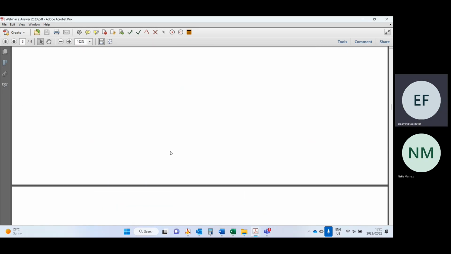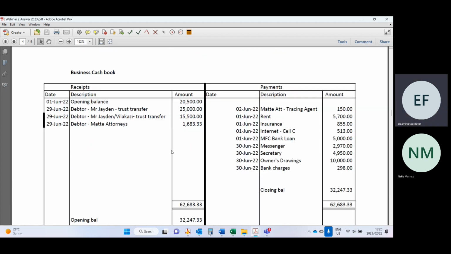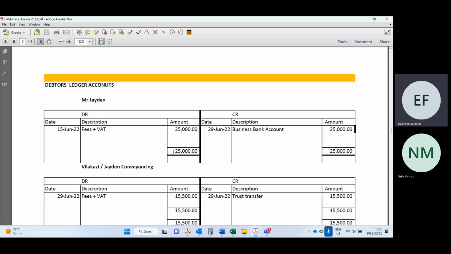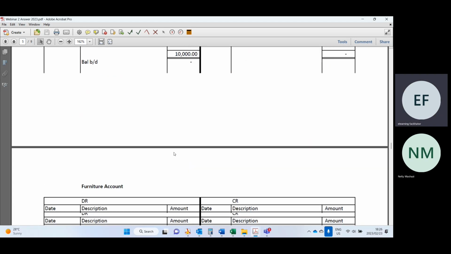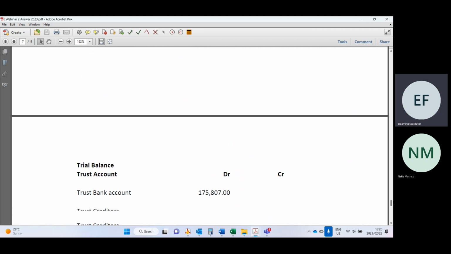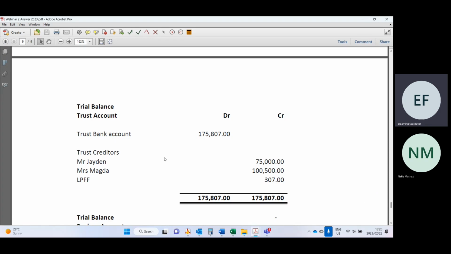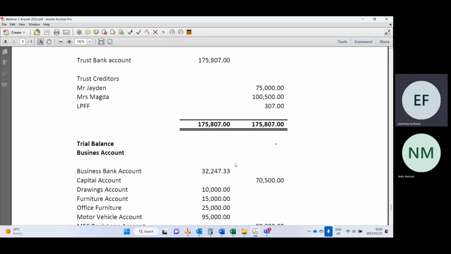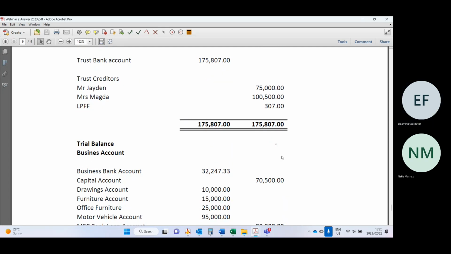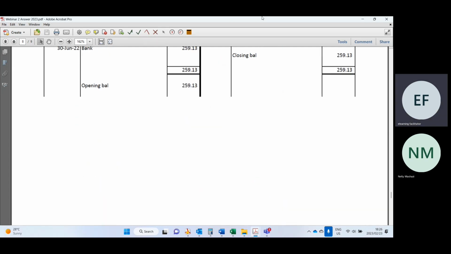Everything is coming out. It gives me the number of pages, everything. The business cash book is there, followed by the business ledgers. You see, everything is popping up. If we go down to the bottom, we see our trial balance. You see there. And it's balancing like that. You see, this is how we do it.